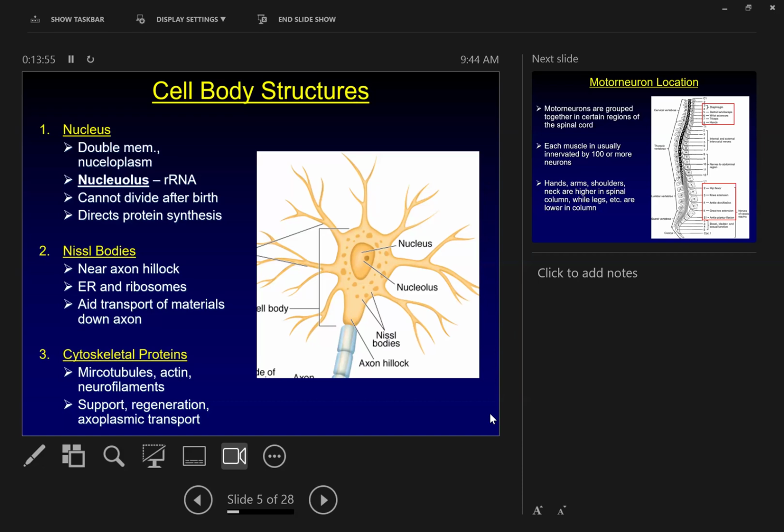Because of this, if you damage an axon, we can repair it. If you damage the neuromuscular junction, we can repair it because of all of this capacity to do those things. But if we get lethal damage in the cell body, no mas.